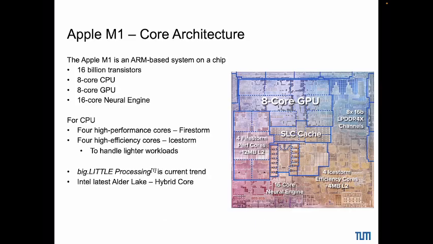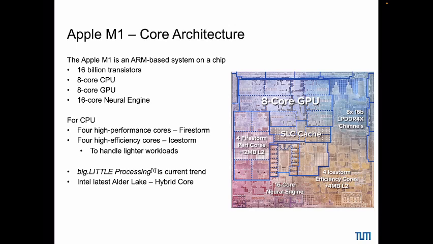So the M1 core architecture is also based on ARM. It has 16 billion transistors. It's an 8-core CPU and an 8-core GPU. The A14 had, what was it, 2 cores or so, and the neural engine is also there. For the CPU, you have 4 high-performance cores and 4 high-efficiency cores, because it's intended for more heavy workloads, so they increase the number of high-performance cores there. So we also have this big.LITTLE processing that I introduced, developed by ARM.